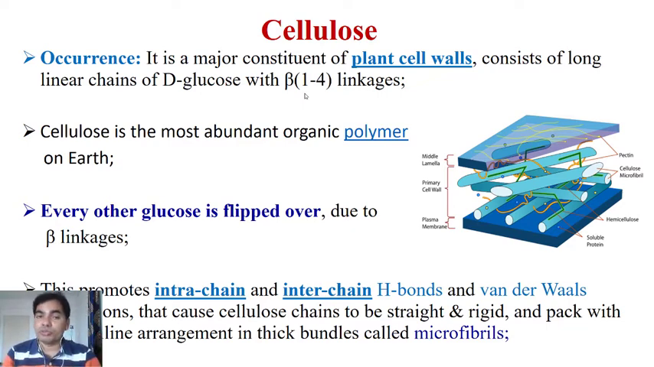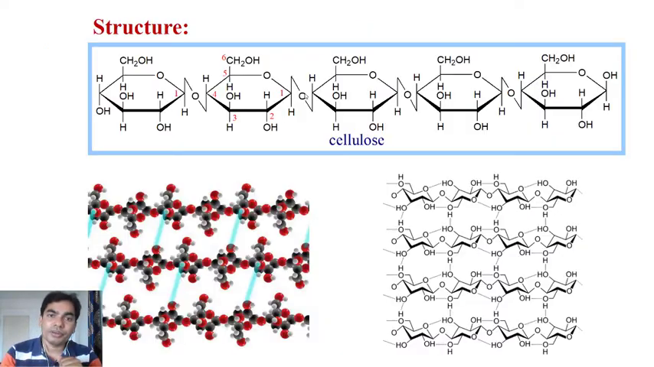Every other glucose is flipped over due to its beta linkage. There is a flipping, right? So it has a zigzag multi-layered structure, and that's why it is very strong. This promotes intrachain as well as interchain hydrogen bonds to make it stronger, as well as van der Waals interactions that cause the cellulose chain to be straight, rigid and packed in a crystalline arrangement in thick bundles called microfibrils, right? So these are the linear arrangements of the cellulose.